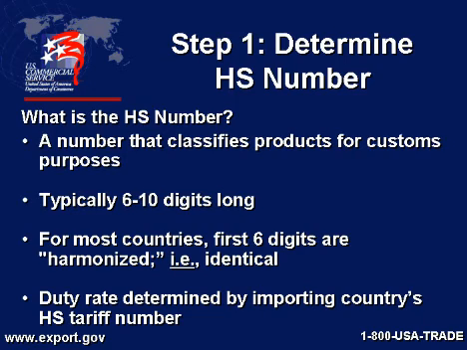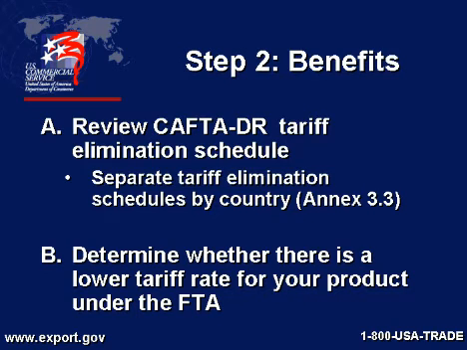Now, the HS number is the harmonized schedule number, and that is a number that classifies products for customs purposes. It's typically 6 to 10 digits long. For most countries, the first 6 digits of that code will be harmonized, hence the name, and it makes them all identical for each country within those first 6 digits. And that number is also very important for looking up the product-specific rules to determine if your good originates. I'll go more into that shortly.